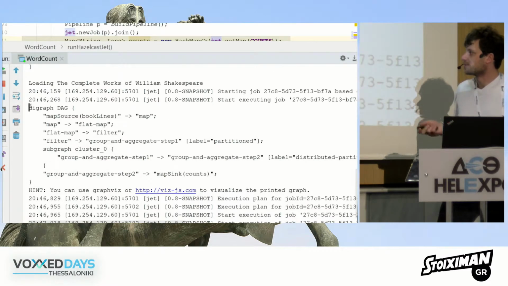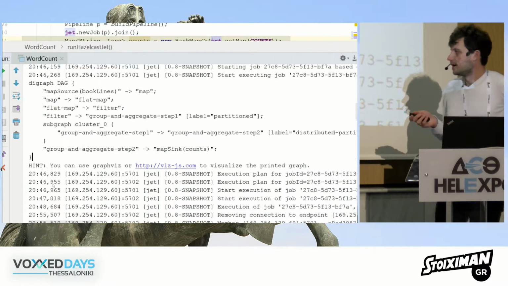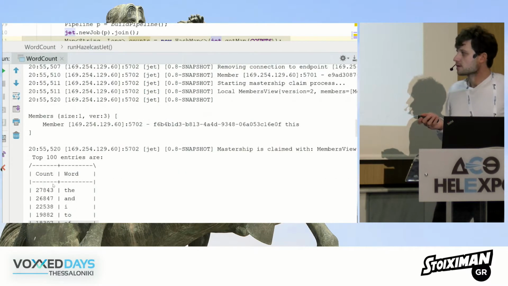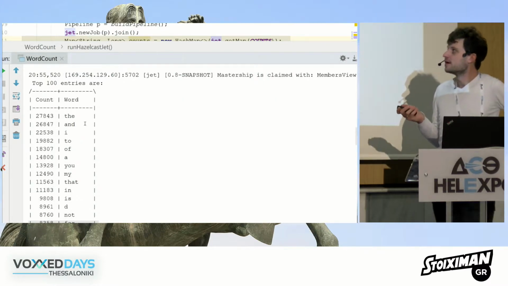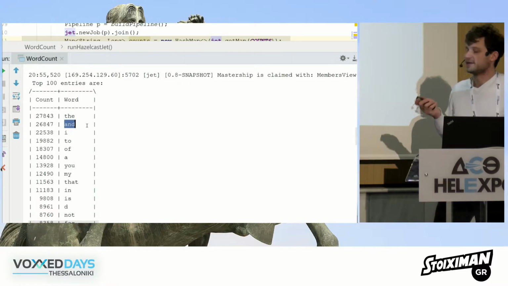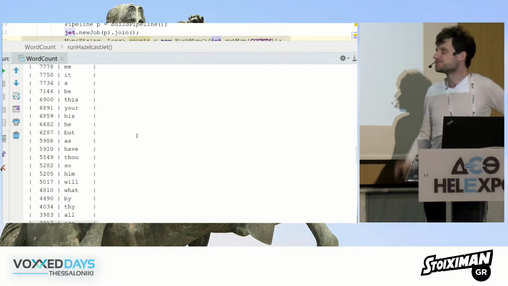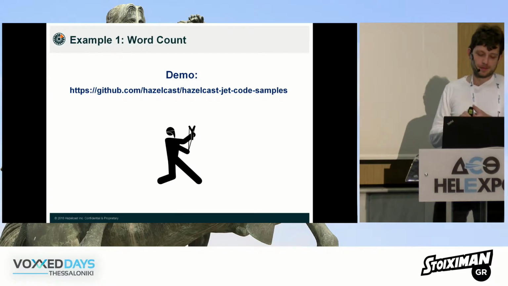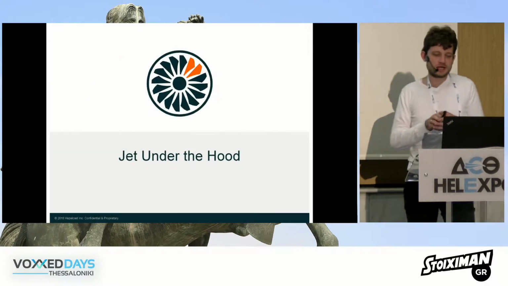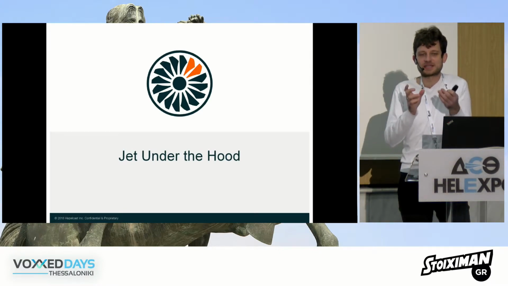This is our algorithm, and we finally will see the results, which is not a surprise: the most common words are "the" and "and". This example was run on all the Shakespeare books. So we've seen the first example, which can lead us to the second part of this presentation, which is to explain what is going on under the hood. What does Hazelcast Jet do?